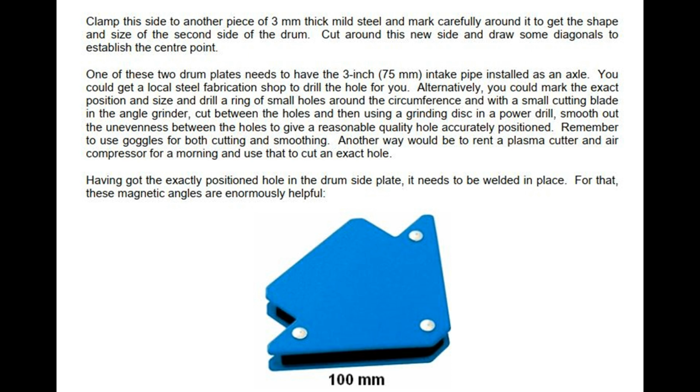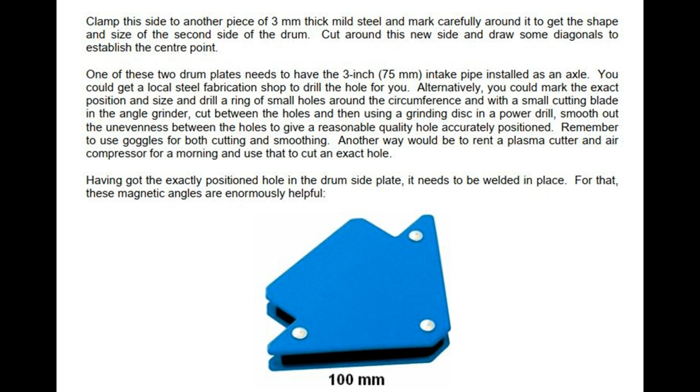You could get a local steel fabrication shop to drill the hole for you. Alternatively, you could mark the exact position and size and drill a ring of small holes around the circumference, and with a small cutting blade in the angle grinder, cut between the holes and then using a grinding disc in a power drill, smooth out the unevenness between the holes to give a reasonable quality hole accurately positioned. Remember to use goggles for both cutting and smoothing. Another way would be to rent a plasma cutter and air compressor for a morning and use that to cut an exact hole.